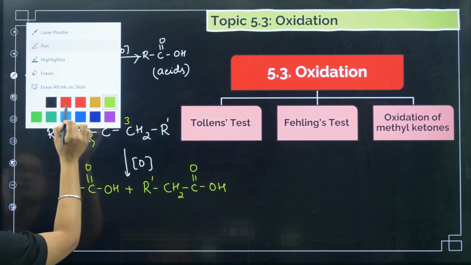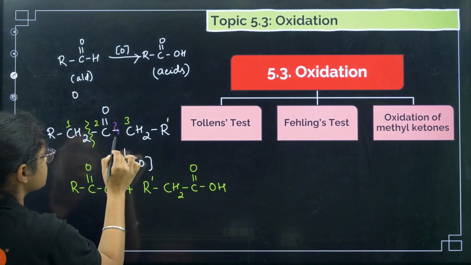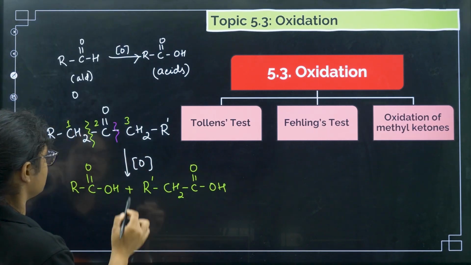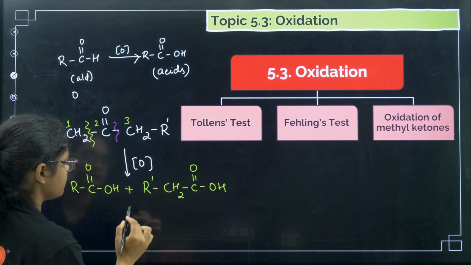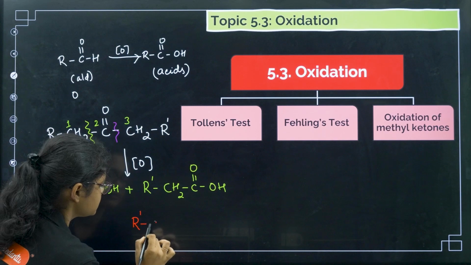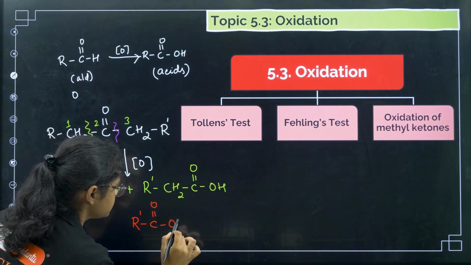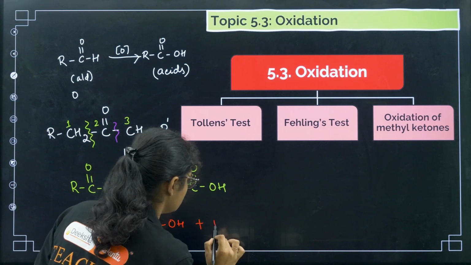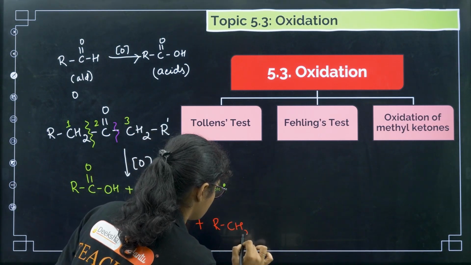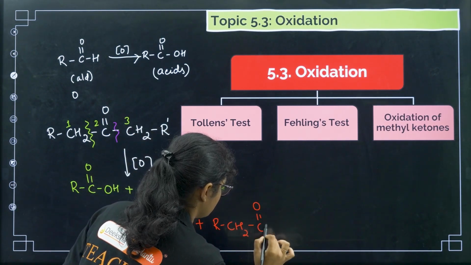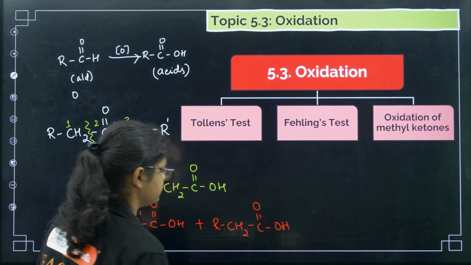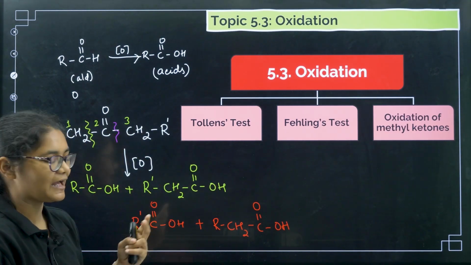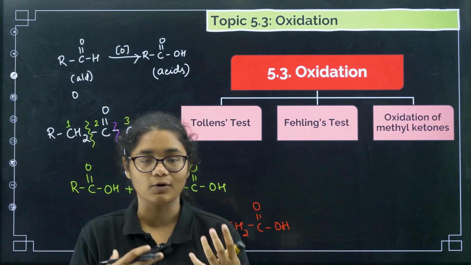Now there is a possibility that this bond is breaking. Now if this bond is breaking here, then this part will get converted to an acid, so I'll get R dash COOH plus RCH2COOH. Clear? So you can see a mixture of acids we can get if ketones are oxidized.